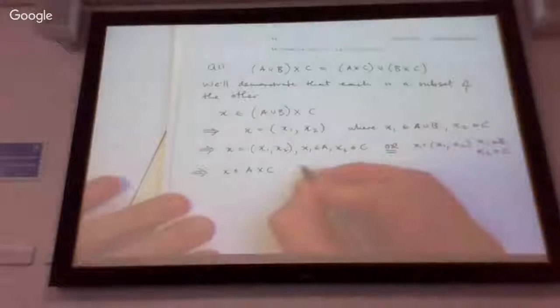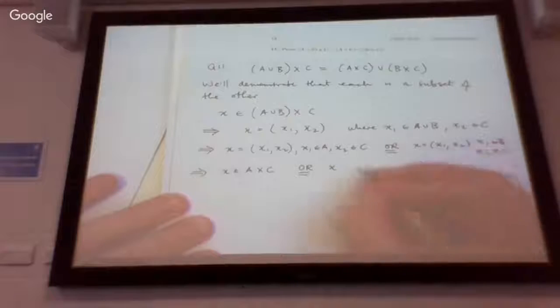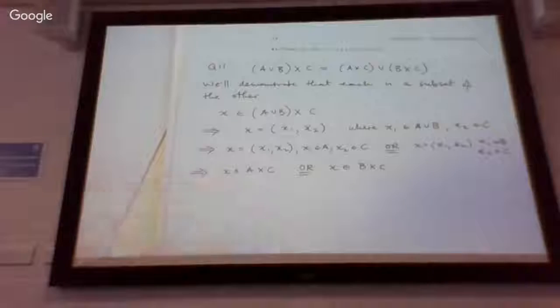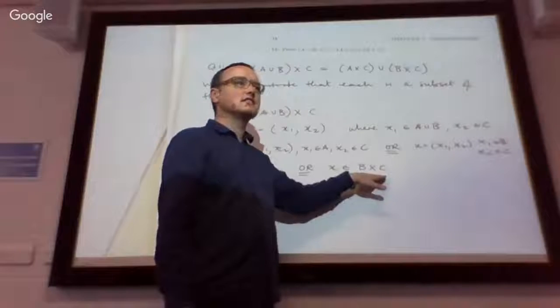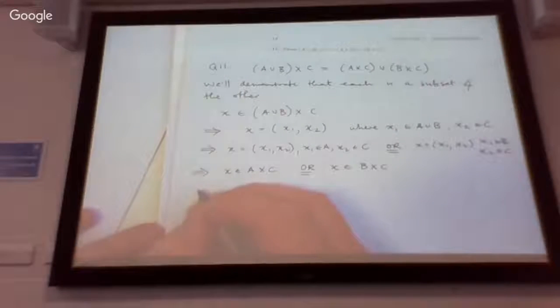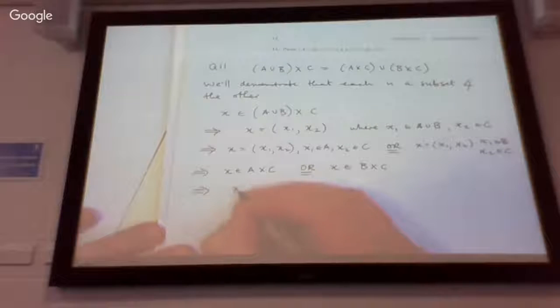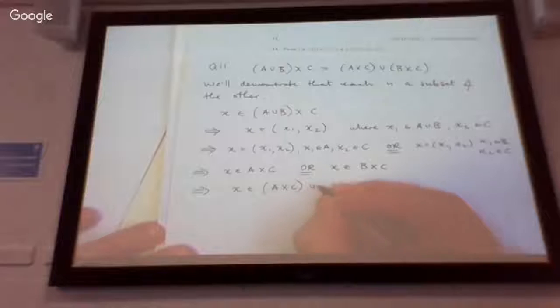We still got this logical connective here. And what's this bit saying here? This is saying x is in the Cartesian product B cross C. So x is in this set, or it's in that set. That means it's in the union of the two. So yeah, that's the definition. So that implies x is in the union of A cross C, union of B cross C.